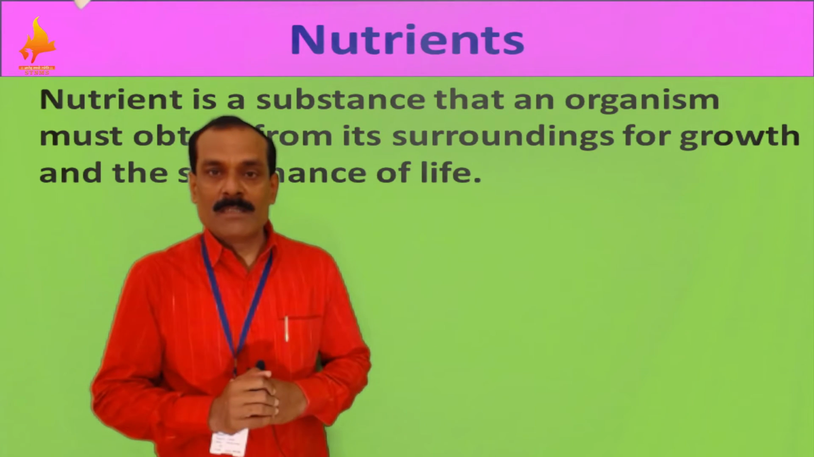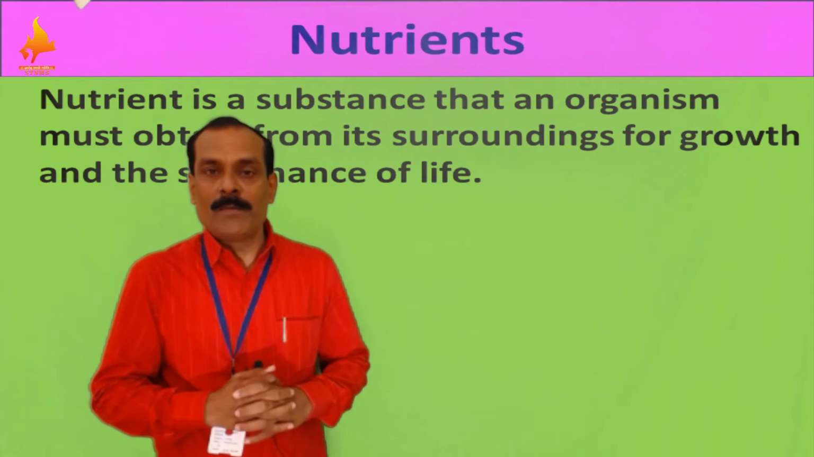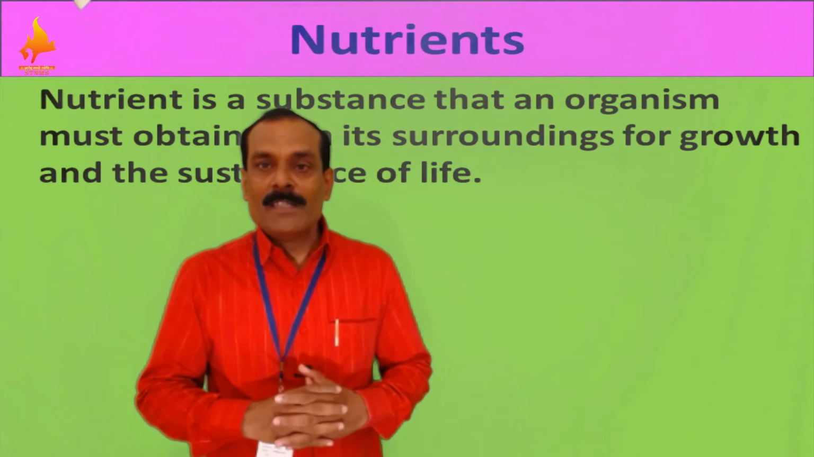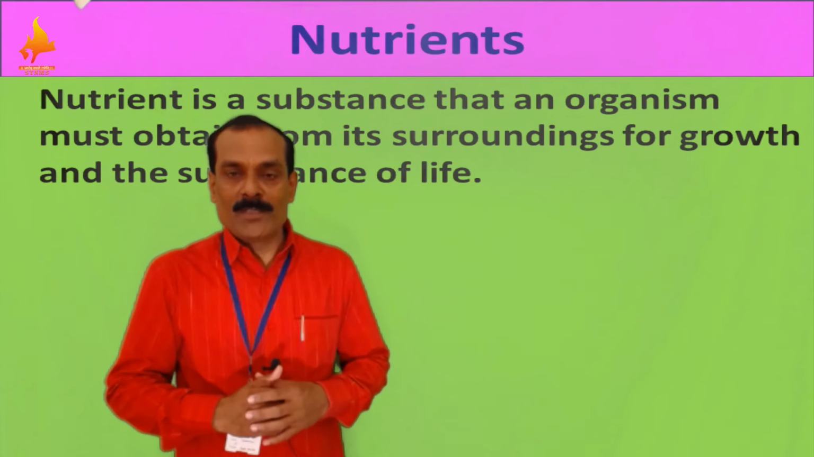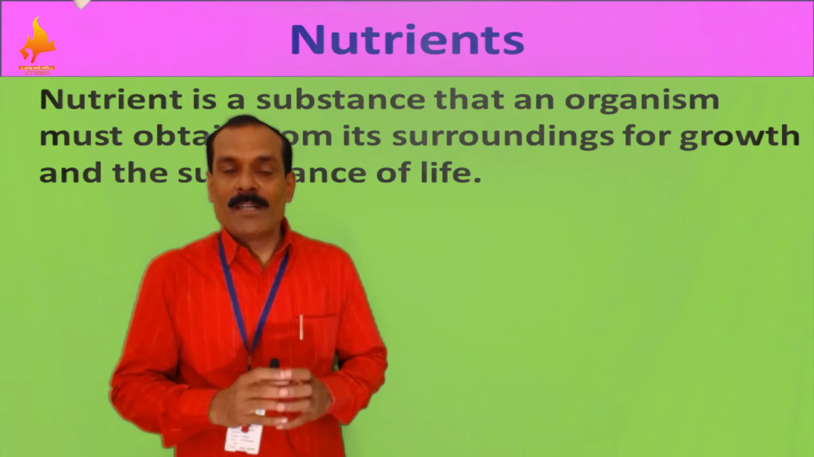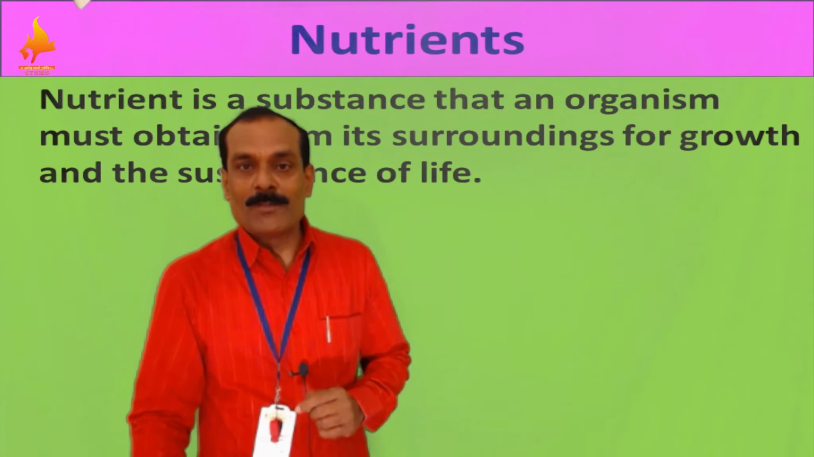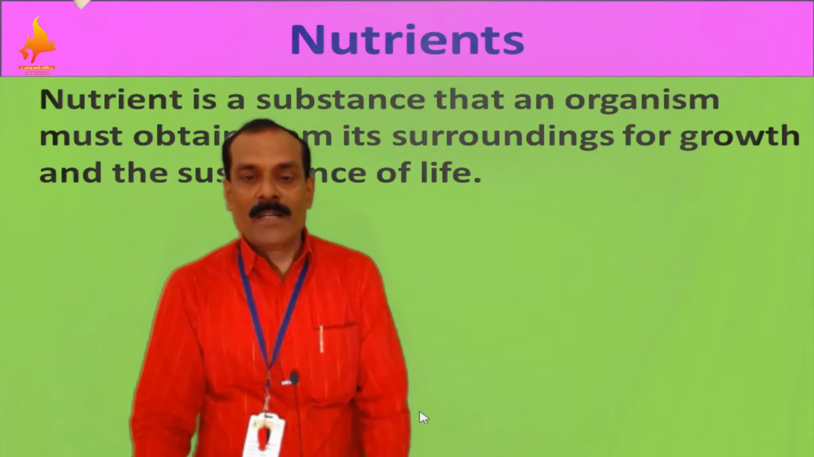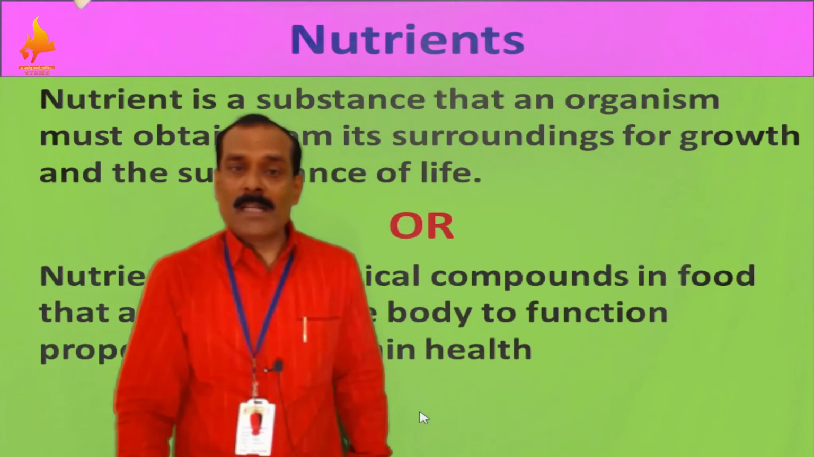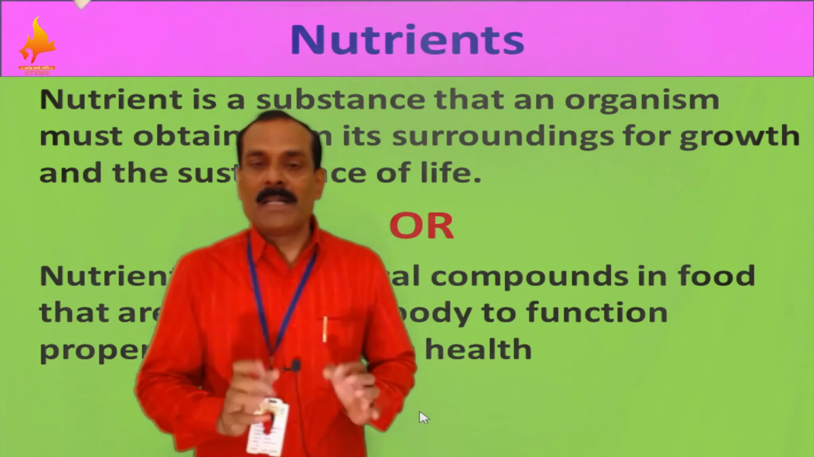A nutrient is a substance that an organism must obtain from its surroundings for growth and the sustenance of life. Again, the concept might not be clear, because it is obtaining any substance from the surroundings. It is not like the idly is a nutrient, no, but what the idly contains, that is a nutrient. So there is another definition: nutrients are chemical compounds in food that are used by the body to function properly and maintain health.